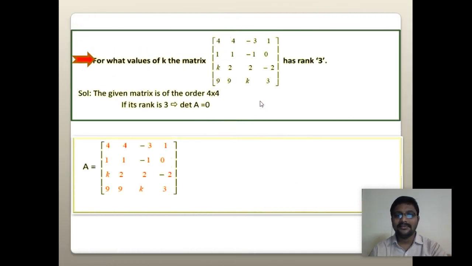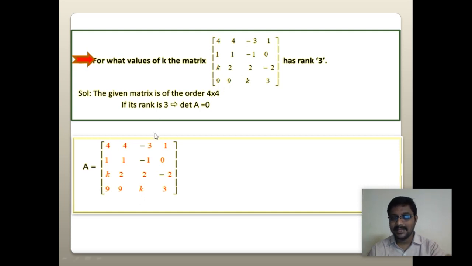Now, for what values of k does the square matrix, a 4 by 4 matrix, have rank 3? In the problem the rank is already given as 3, and we just have to find the value of k. So the 4 by 4 matrix has rank 3. That means if the rank of A is r, then the (r plus 1)th order minor should be 0. This is the basic condition, and we will use it to get the value of k. So the rank of A is 3, so the determinant of A must and should be 0, because A is of order 4 by 4 and the higher order minor will be 0.